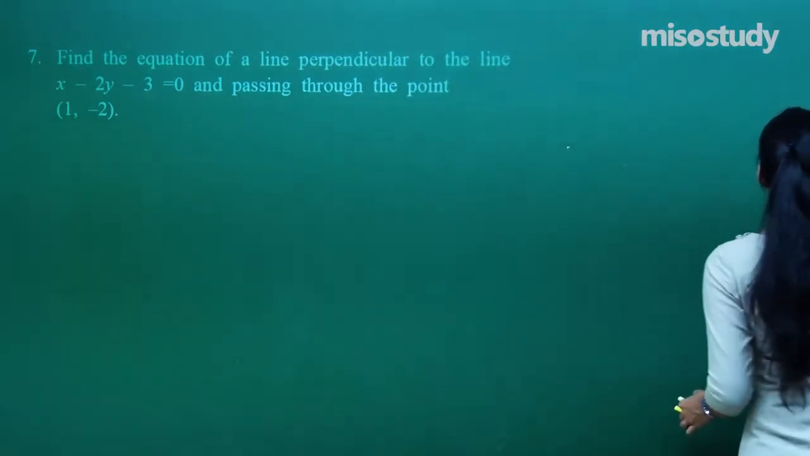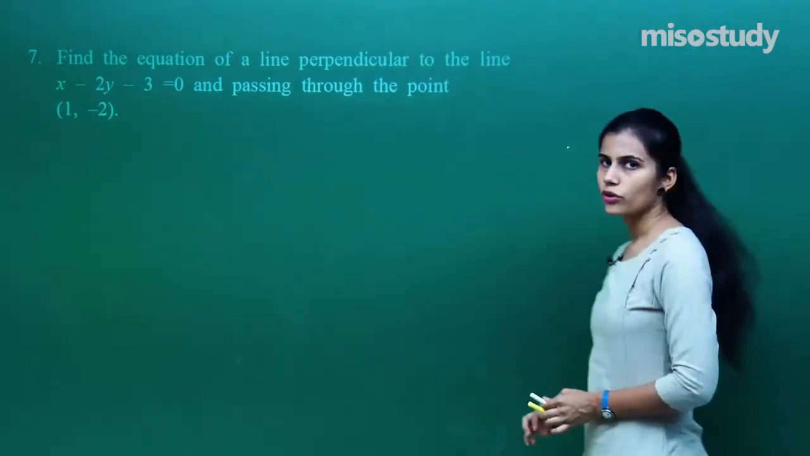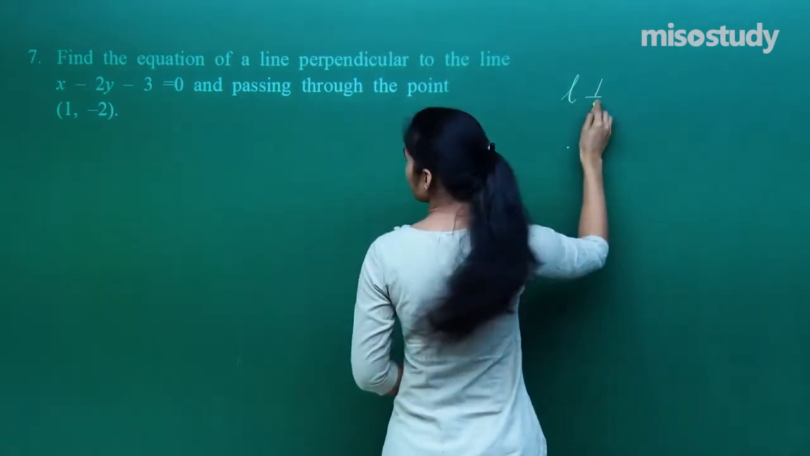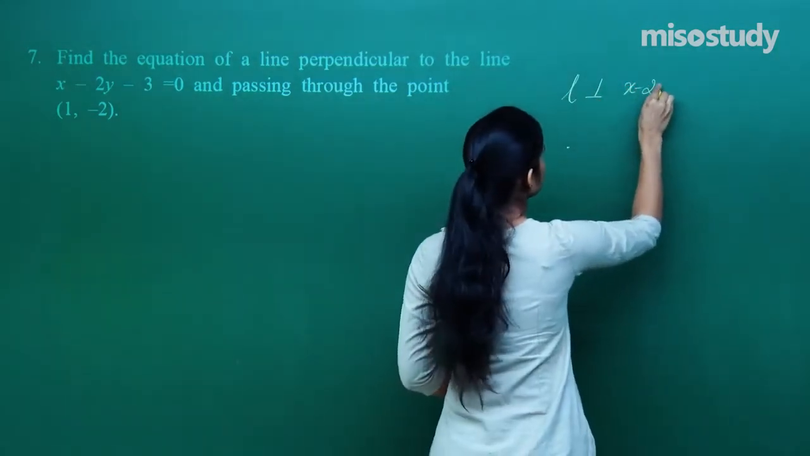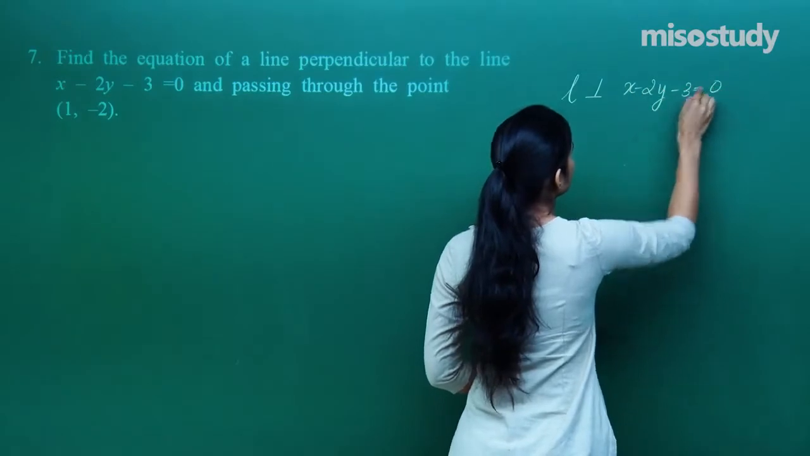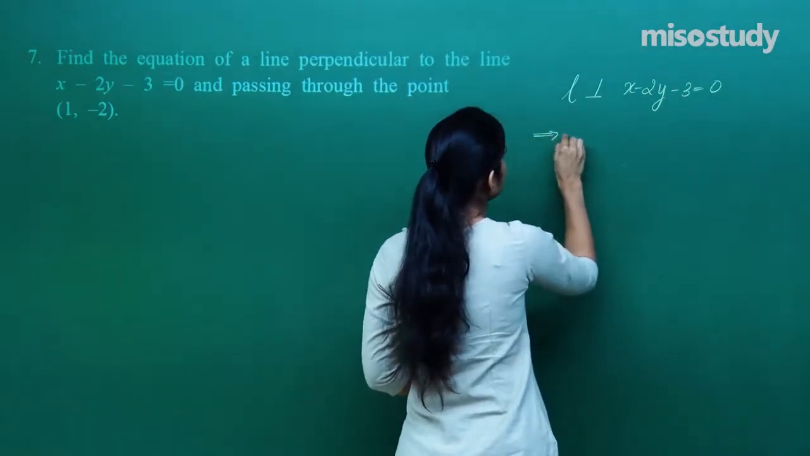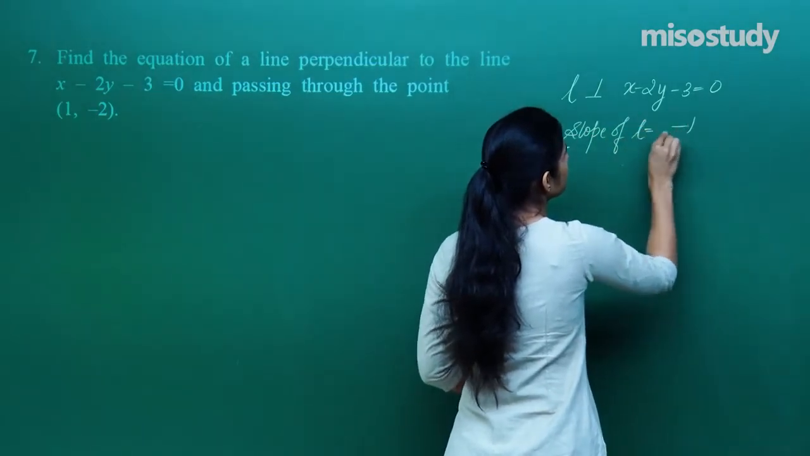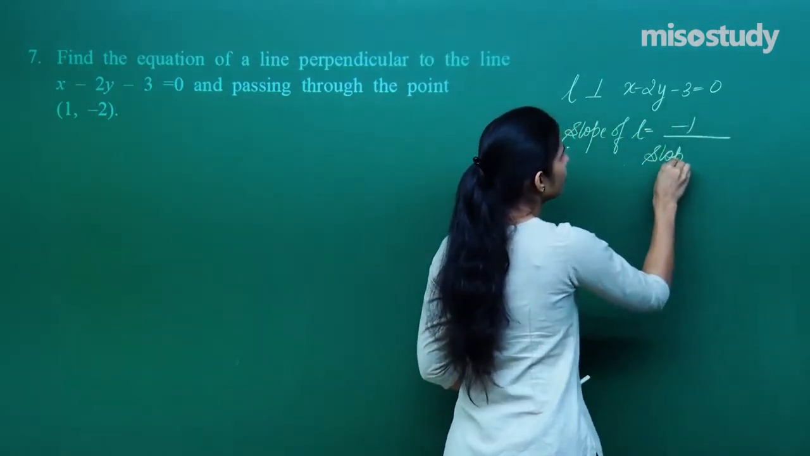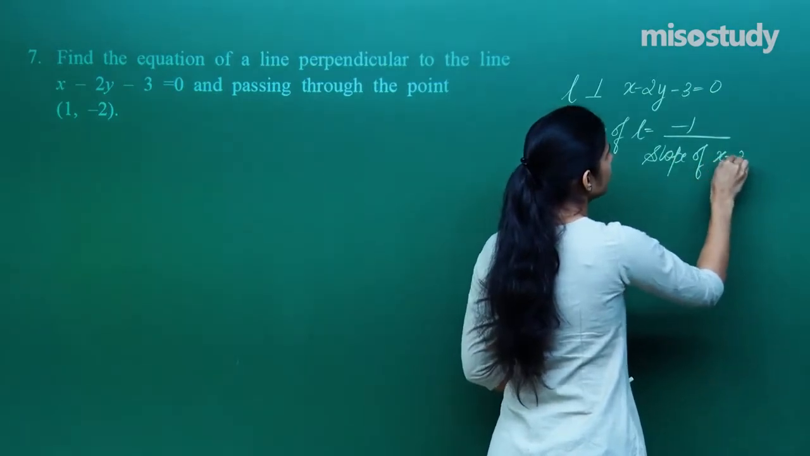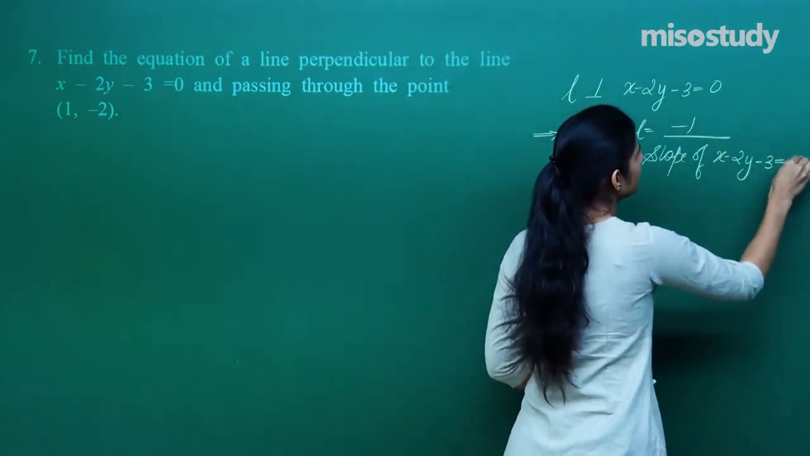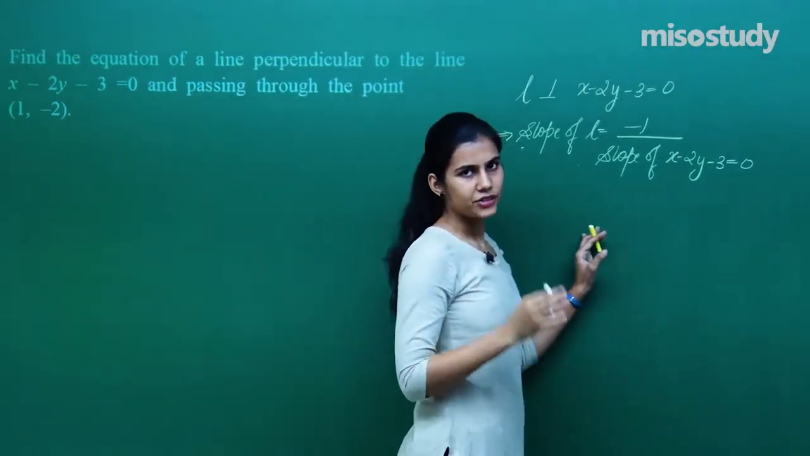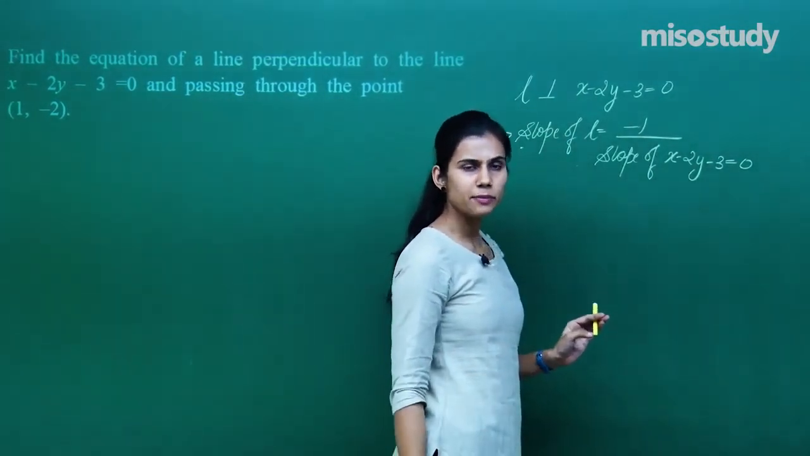Now the moment I am talking about one line being perpendicular to the other, I already know the nature of the slope. So if I am saying line L is perpendicular to the line x minus 2y minus 3 equals 0, this implies the slope of L is minus 1 upon the slope of x minus 2y minus 3 equals 0. Okay, because the slopes are actually negative reciprocals of each other when the two lines are perpendicular.